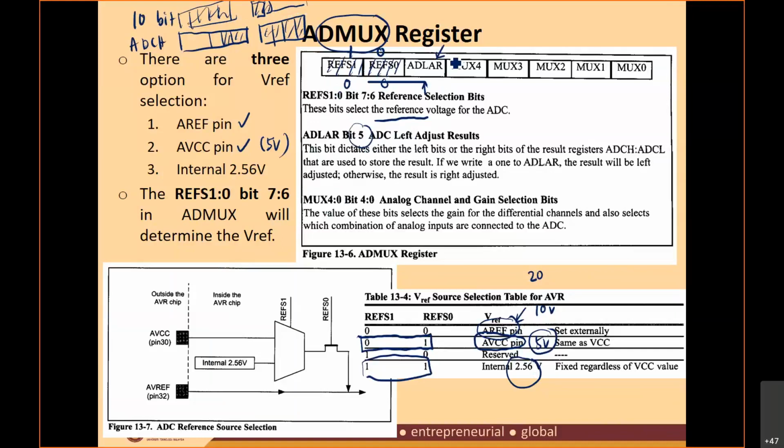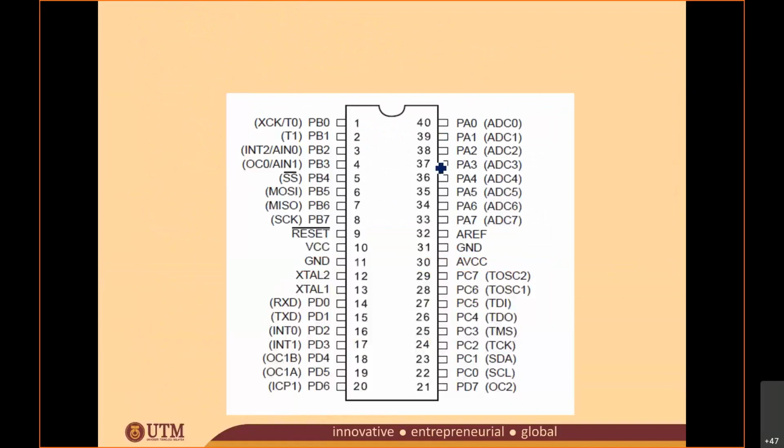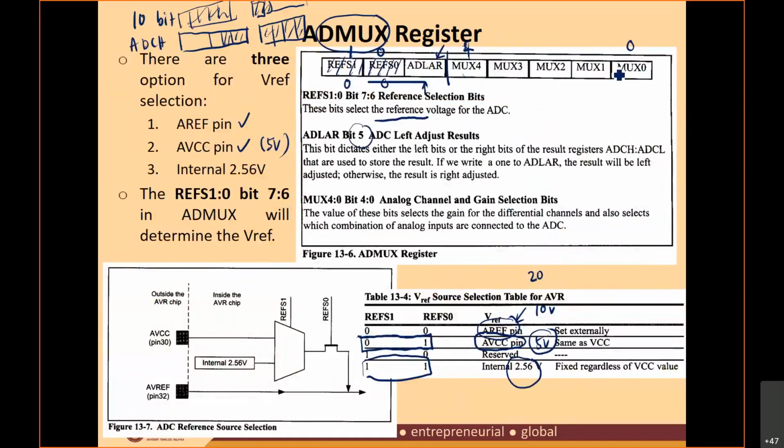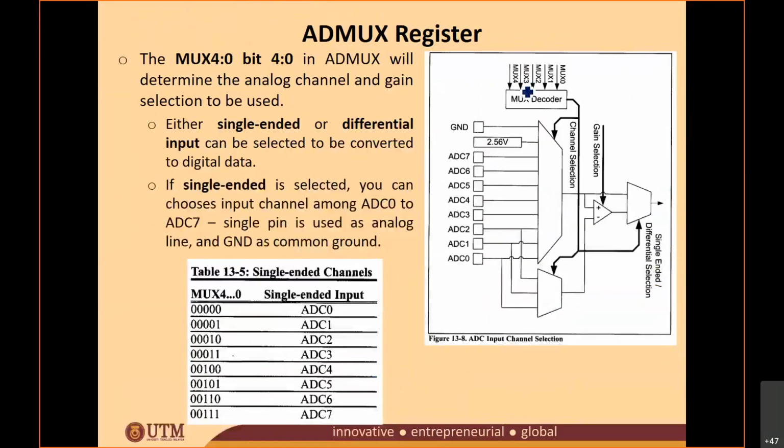And then the MUX4, which is this bit 4 until bit 0, is used to determine the analog channel and gain selection bits. So you're going to determine which channel you're going to use. Is it ADC0, ADC1, ADC2, or ADC7? Depending on the sensor that you're going to put. If you put your sensor on this ADC7, make sure that the setting here is correct. This is the explanation for MUX4 to MUX0, from bit 4 to bit 0 in ADMUX, which determine the analog channel and gain selection to be used.